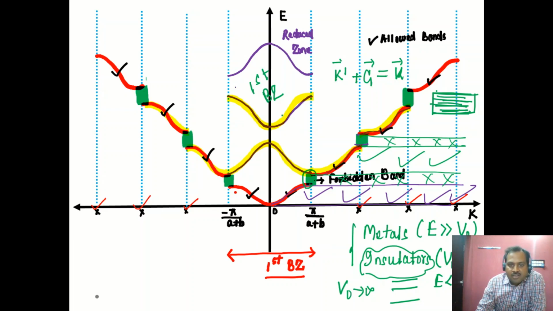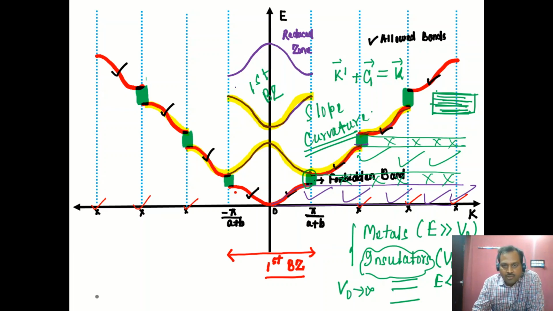In the next lecture we will try to interpret the energy band diagram. For example, what the slope and the curvature of this E-k energy band diagram correspond to. It will give us an idea about the motion of the electron inside the solid, about the speed of the electron and about the effective mass of the electron, which we will do in our next lecture.